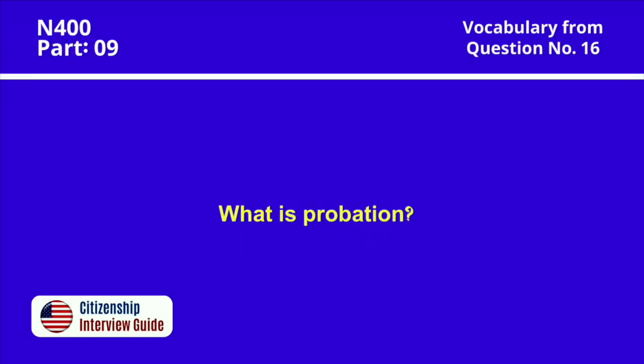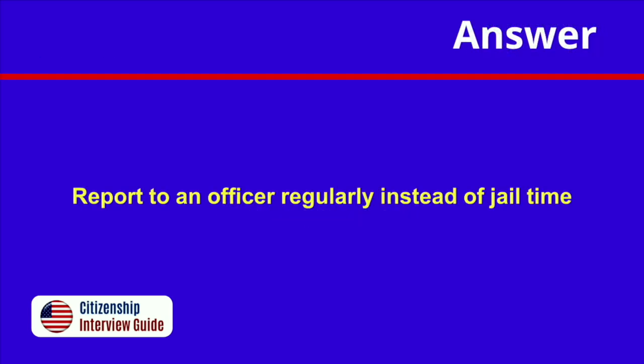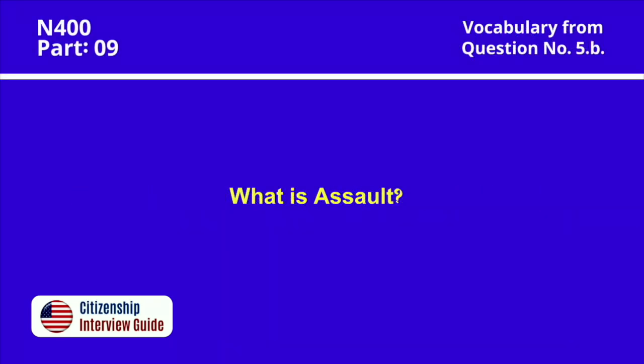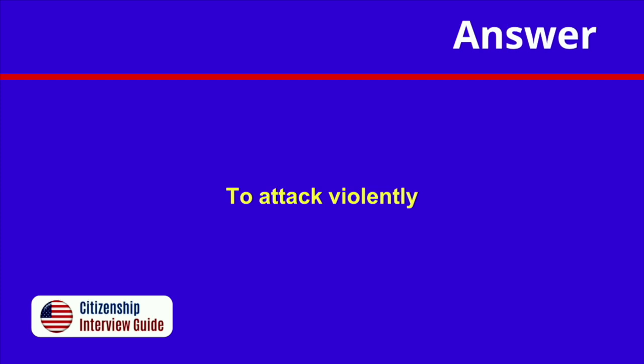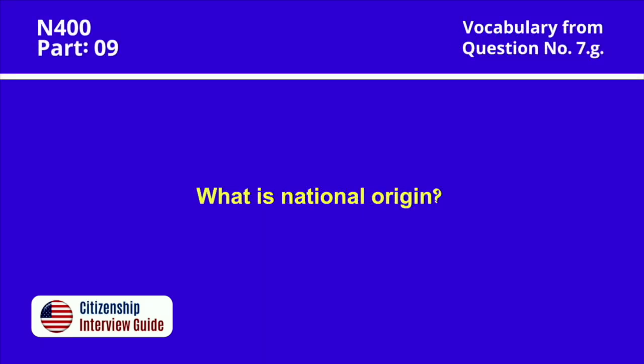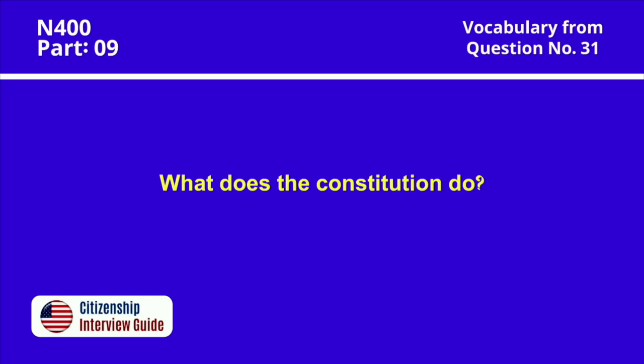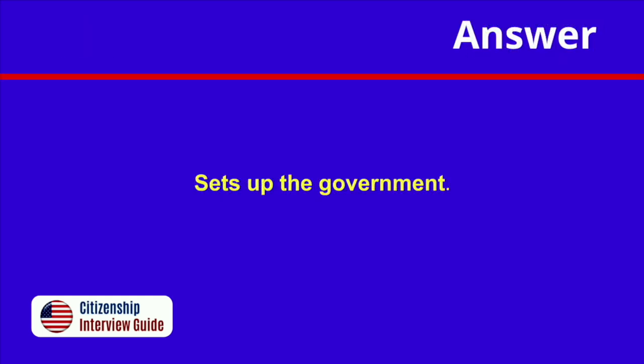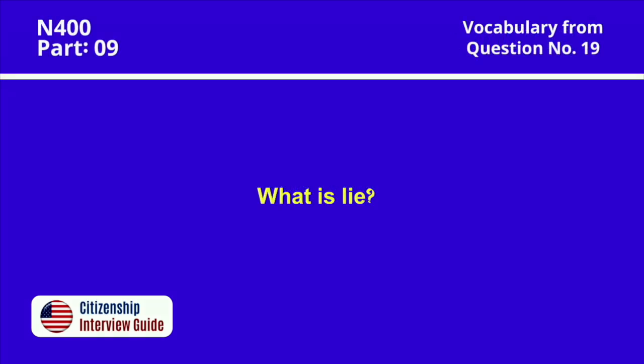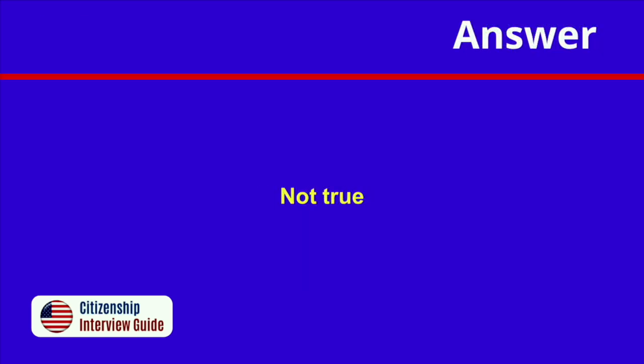What is probation? Report to an officer regularly, instead of jail time. What is assault? To attack violently. What is national origin? The nation where a person was born. What does the Constitution do? Sets up the government. What is lie? Not true.